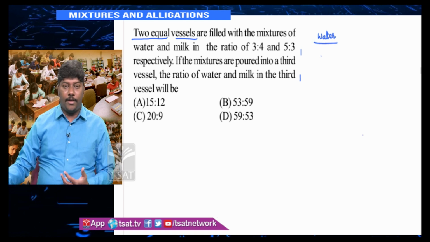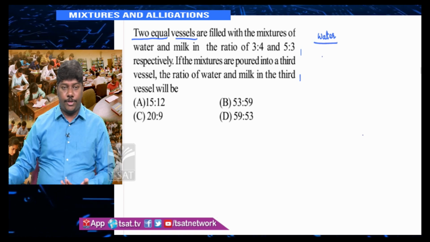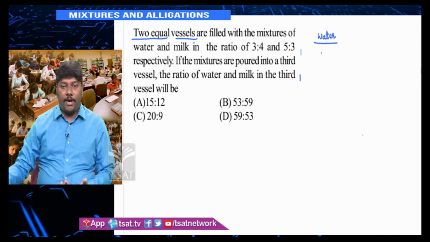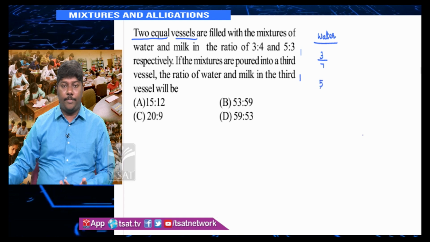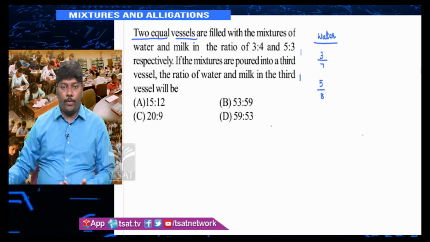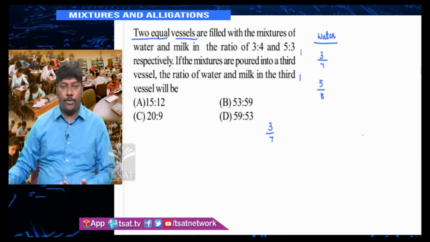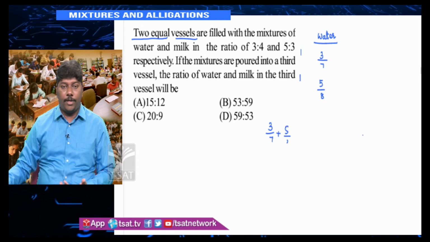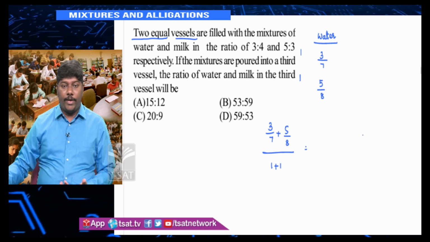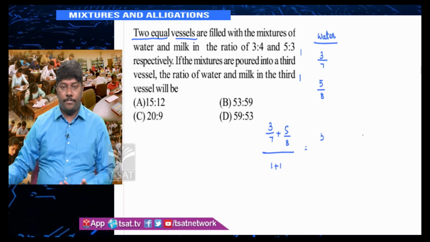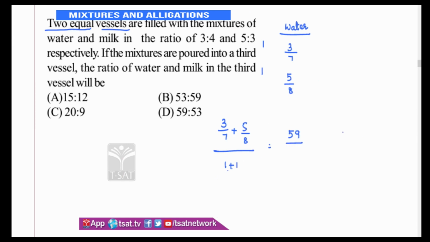In the first one, what is the ratio of water present, in terms of fraction? So 3 parts out of total 7 parts. Then 5 parts out of totally 8 parts. Therefore, I would say N1A1, that is 3/7, plus N2A2, that is 5/8, divided by 1 plus 1. 24 plus 35, 59. 56 into 2, that is 112. So water is 59 and the remaining 53 is milk.